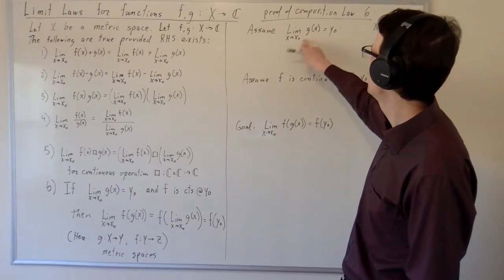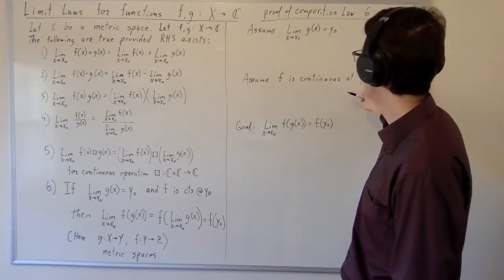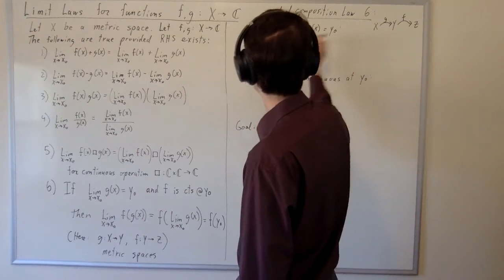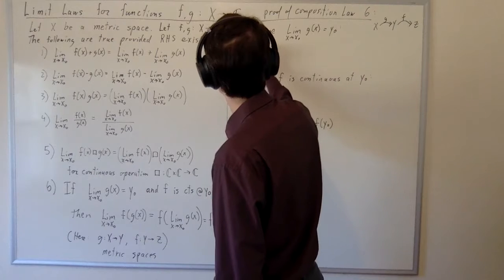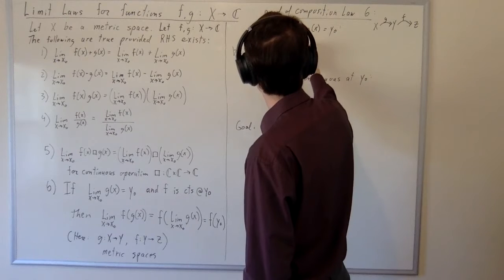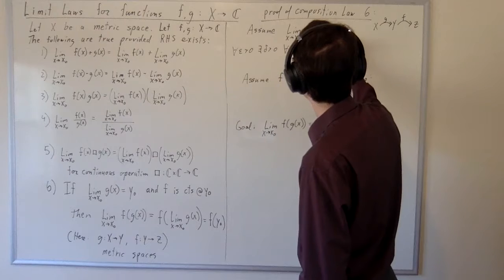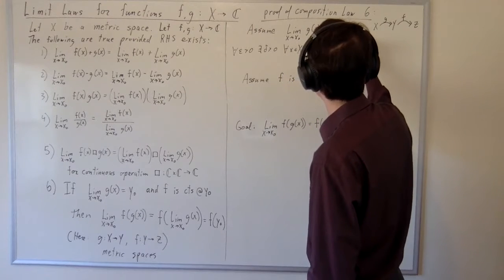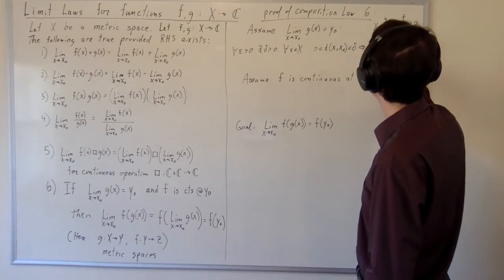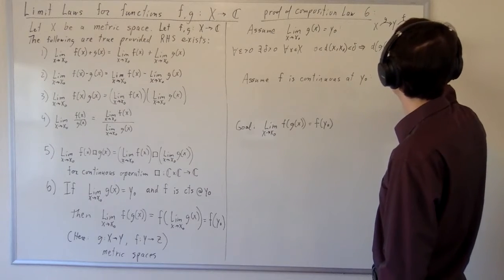Now, we're assuming that the limit of g of x as x approaches x naught is this value y naught, and we're assuming that f is continuous at y naught. I want to write out both of the limit definitions of these things. To say that this limit is equal to y naught is to say that for every positive epsilon, there exists a positive delta, such that for every x in the metric space x, if 0 is less than the distance between x and x naught is less than delta, then the distance between g of x and the limiting value y naught is less than epsilon.